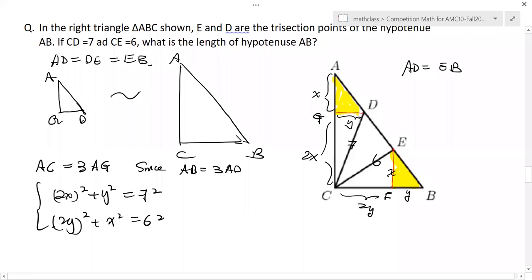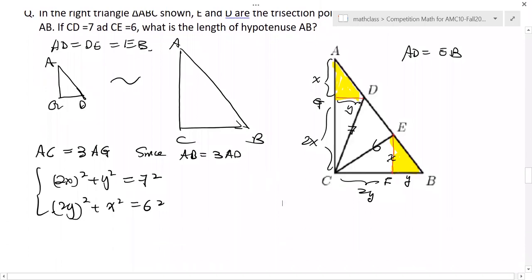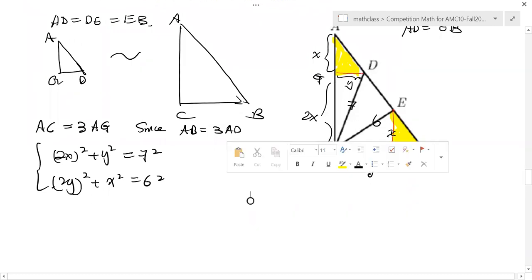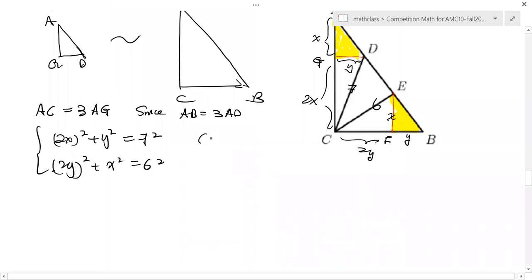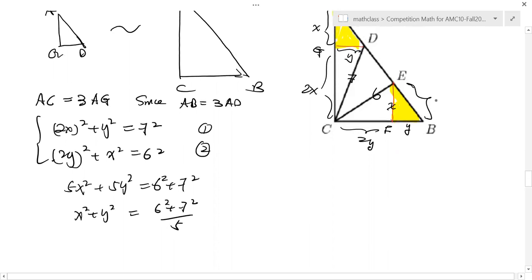What do we have to find out? You have to find out x, right? Because once you find x and y, then you just need x squared plus y squared. So you add the two equations together: 4 plus 1, that's 5x squared, and again 5y squared equals 6 squared plus 7 squared. So x squared plus y squared equals (6 squared plus 7 squared) divided by 5. Going back to the picture, x squared plus y squared, I call it C squared.